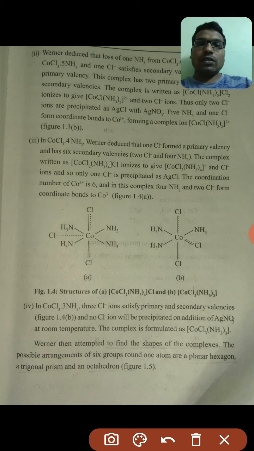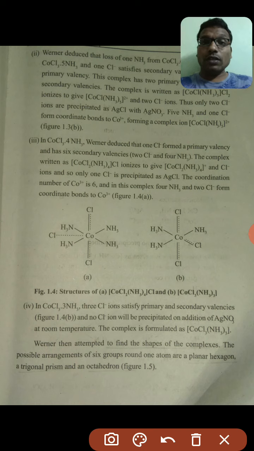So by taking these cobalt amine complexes, Werner explained the primary and the secondary valency. Just now we discussed the primary valency is nothing but what? Ionizable and non-directional. It is nothing but the oxidation state of the central ion. Generally this primary valency is represented with dotted lines.